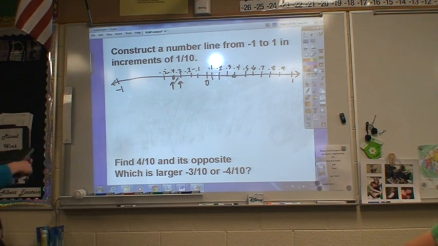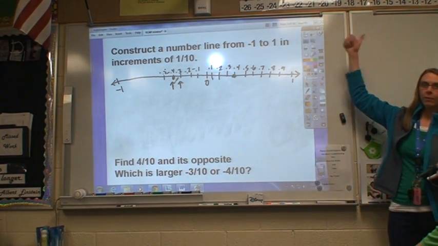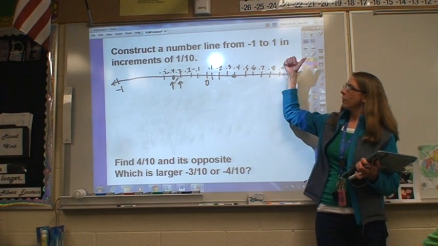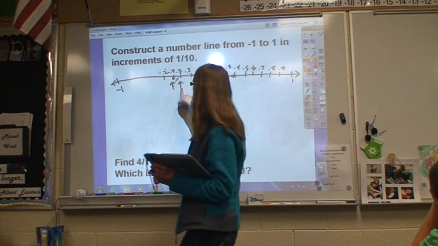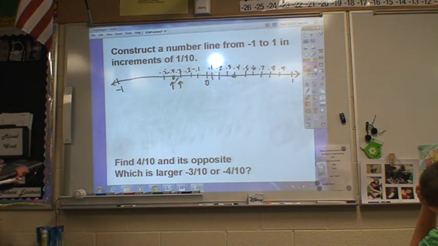And I hope that you remember, the further we go this way, the larger our numbers get. If we're all the way over here, it's at 1,000,000. But if we're down here at 0, it's smaller. So the further this way, the larger our numbers get. So that means that negative 3/10 is actually larger than negative 4/10 because it's closer in that direction.